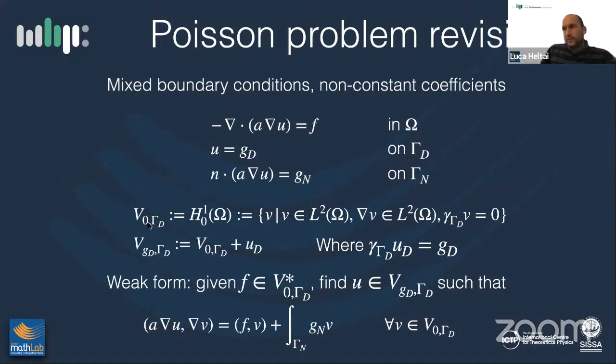Now, the same definition that we had before applies, but we only have to use the portion of the boundary that contains the Dirichlet conditions in order to set the test functions. So we set the test functions to be V0 on gamma D, and we call the affine translation V_gD on gamma D. These are H1 functions which are 0 on the portion gamma D of the boundary, and I should have put a gamma D here, which I forgot. And here we have the affine translation of this with respect to any function that is equal to g_D on the boundary.